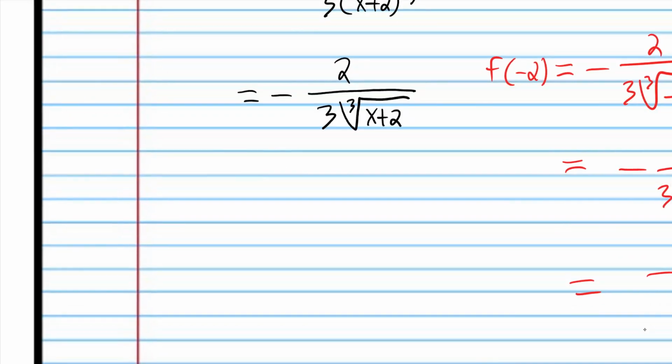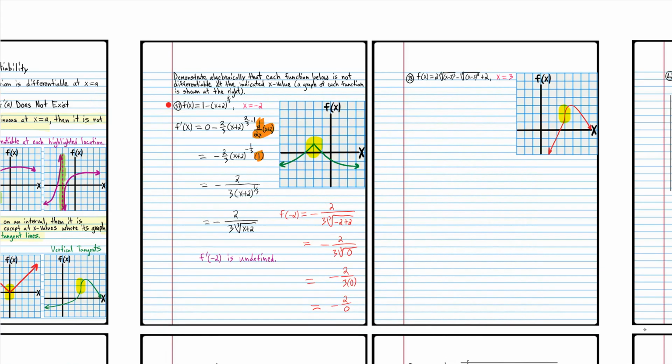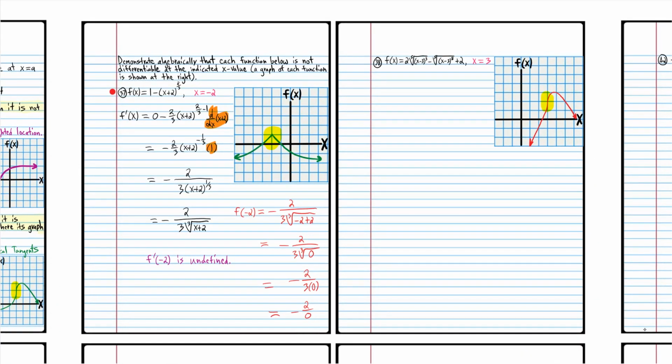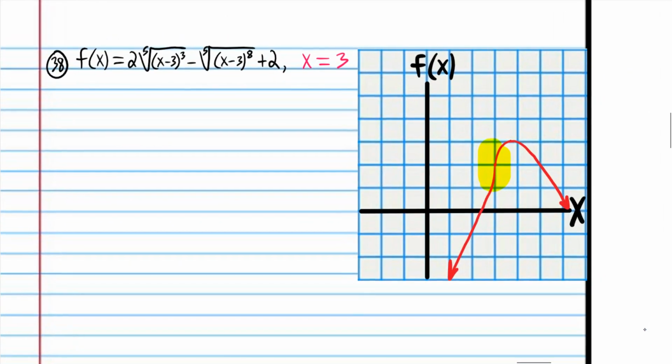So we can conclude by saying f prime of negative 2 is undefined. That's probably good enough. All right? So this shows you algebraically why the function's not differentiable there. Now here we have another example.